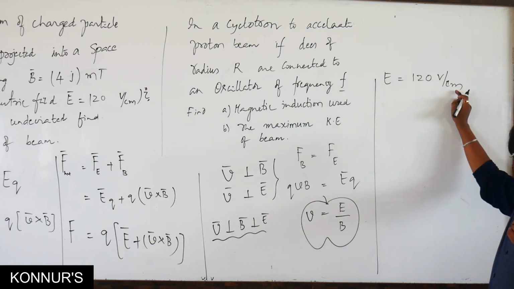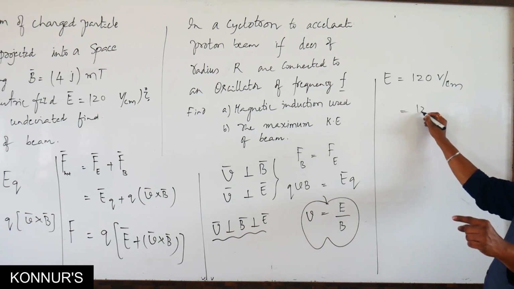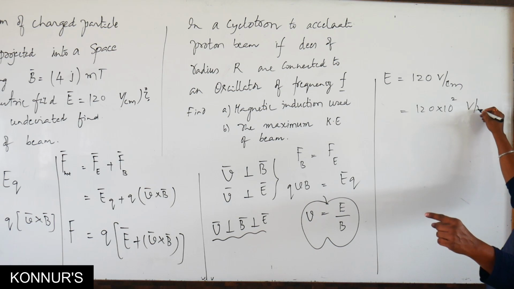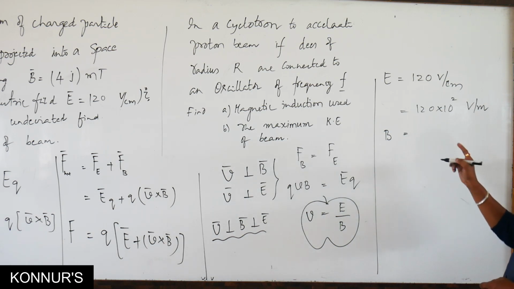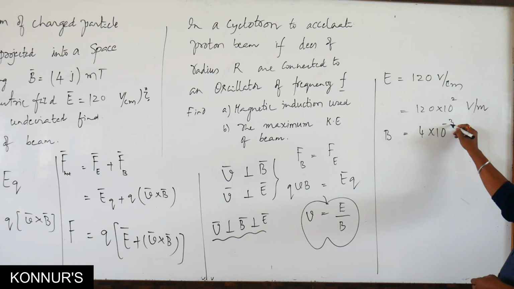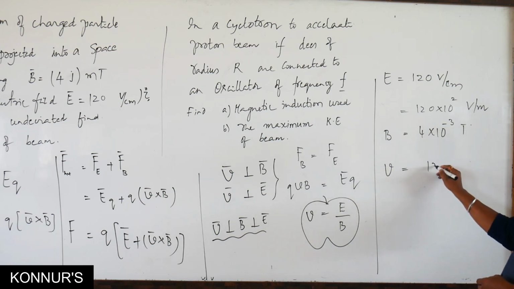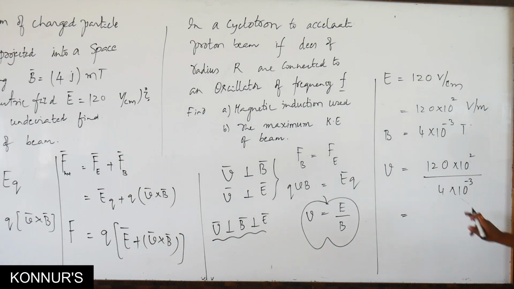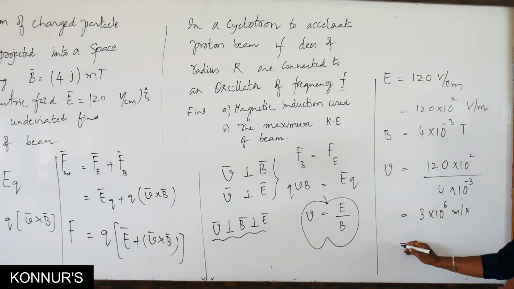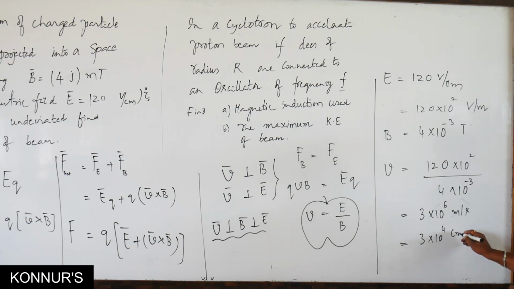Per centimeter converted into per meter. Centimeter is 10 power minus 2. It is per centimeter, therefore it is 120 into 10 squared volt per meter. B value is given in milli tesla, so it is 4 into 10 raised minus 3 tesla, and therefore V is equal to 120 into 10 squared by 4 into 10 raised minus 3. So that is our answer. This is 30 into 10 raised 5, that is 3 into 10 raised 6 meter per second, or 3 into 10 raised 4 centimeter per second.